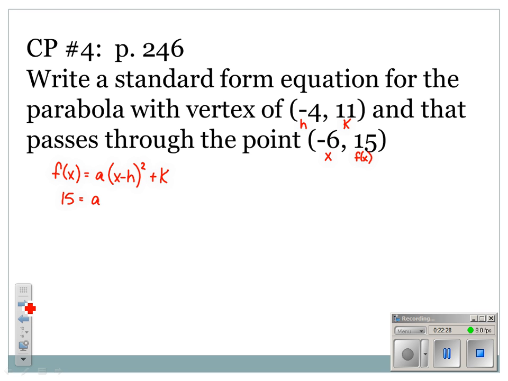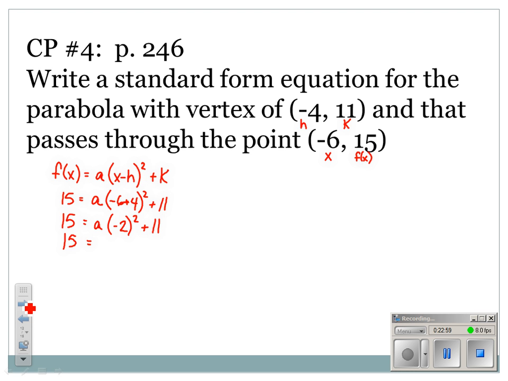We never got anything for a. x is negative 6. h is negative 4. And k is 11. So simplify. Now negative 6 times negative 4, whoops, x minus h, sorry, back up the train. When you're putting in x minus h and it's a negative 4, remember that's a minus, so I missed that. We're going to get negative 2 in there.